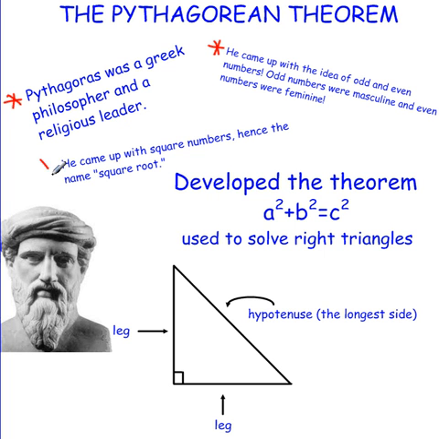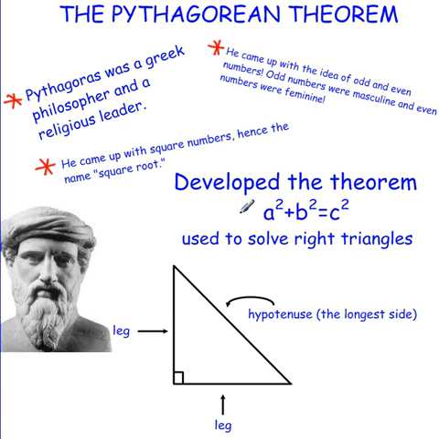On the other hand, the unit that we are discussing with radicals, he came up with square numbers, hence the name square root. And also, he developed the theorem, a squared plus b squared equals c squared. And this is used to solve right triangles.